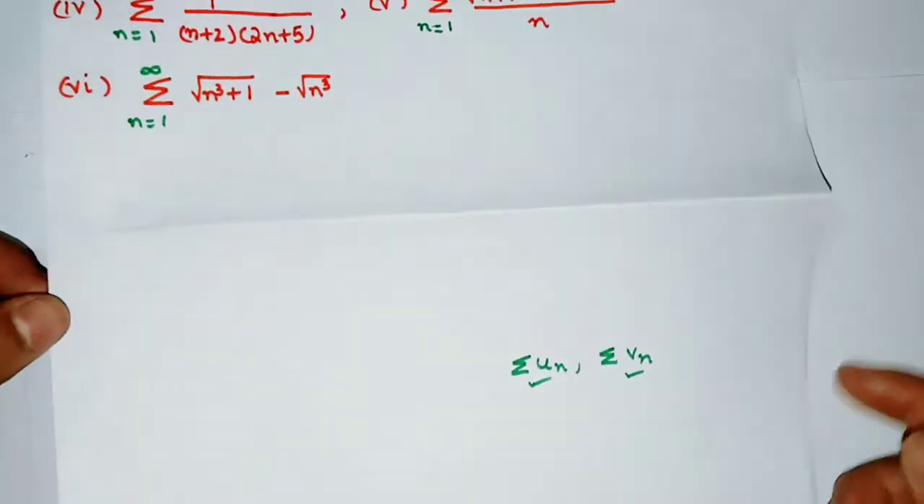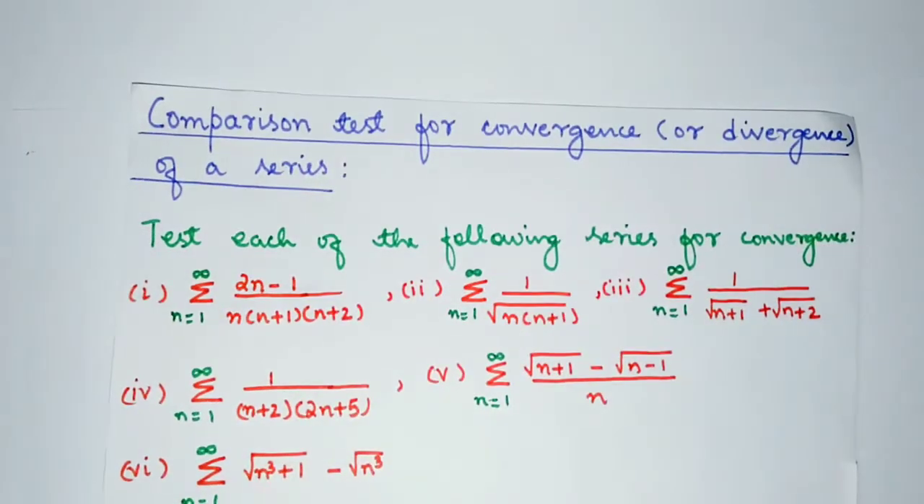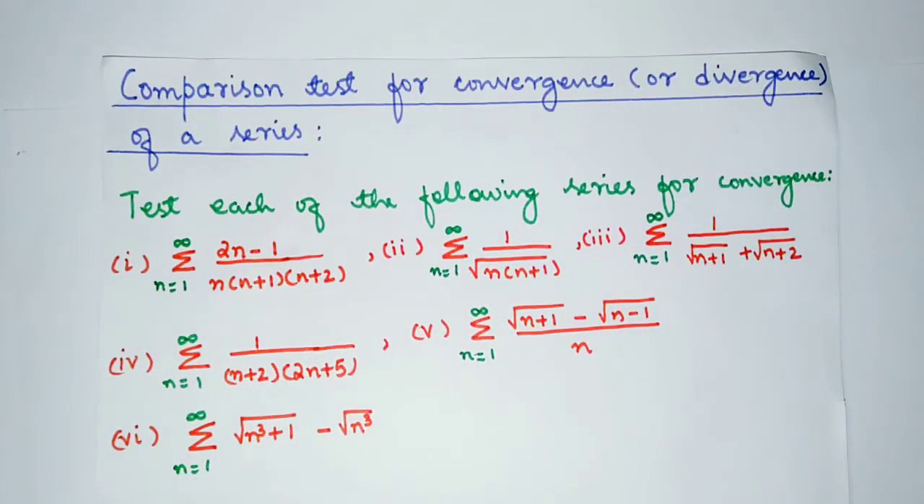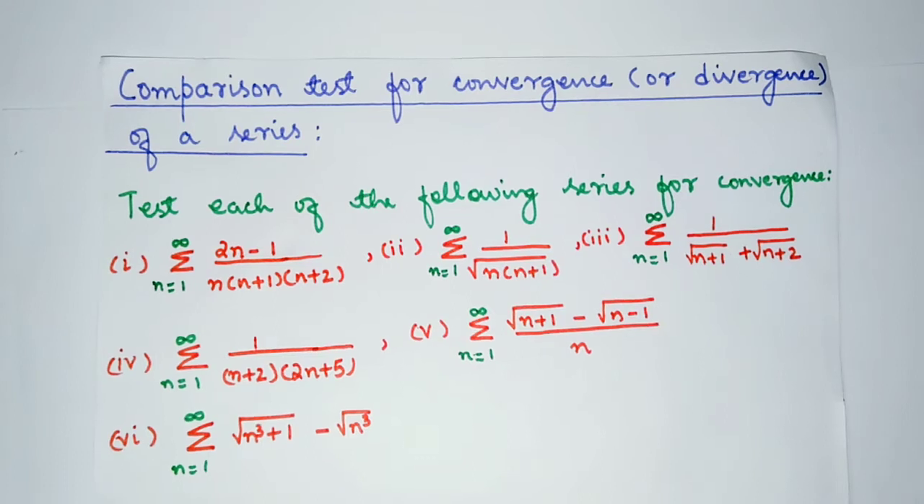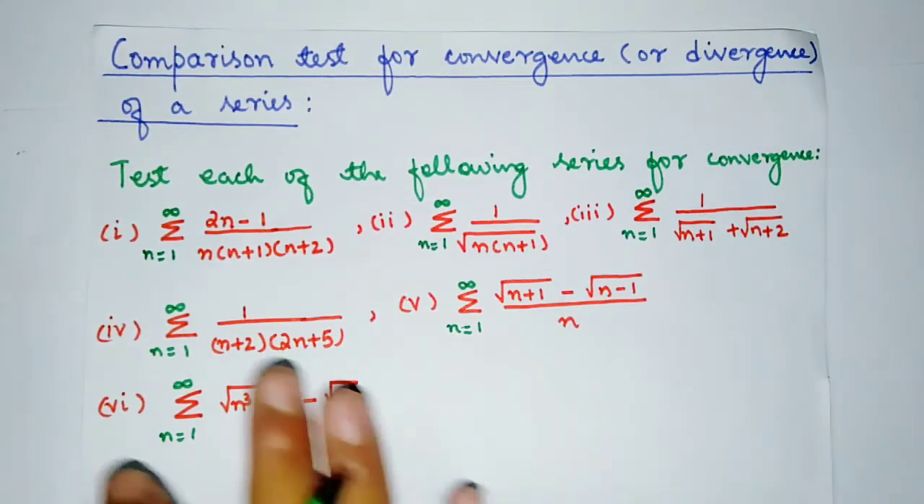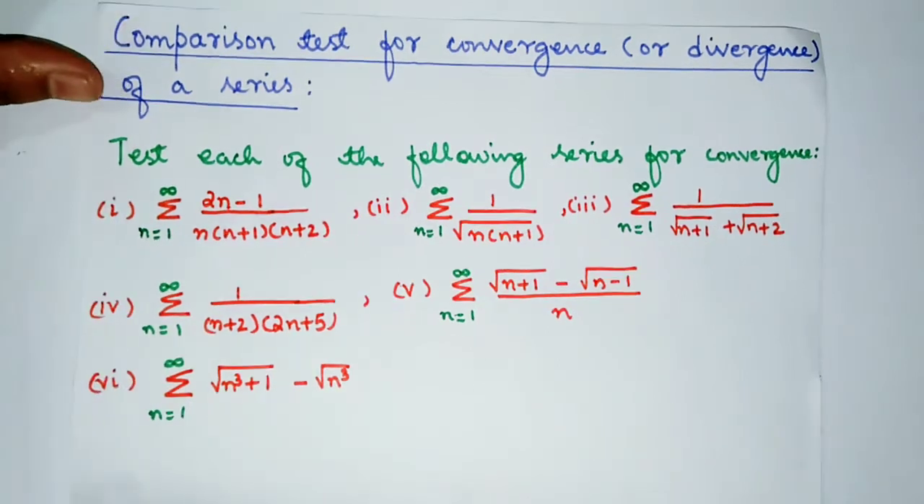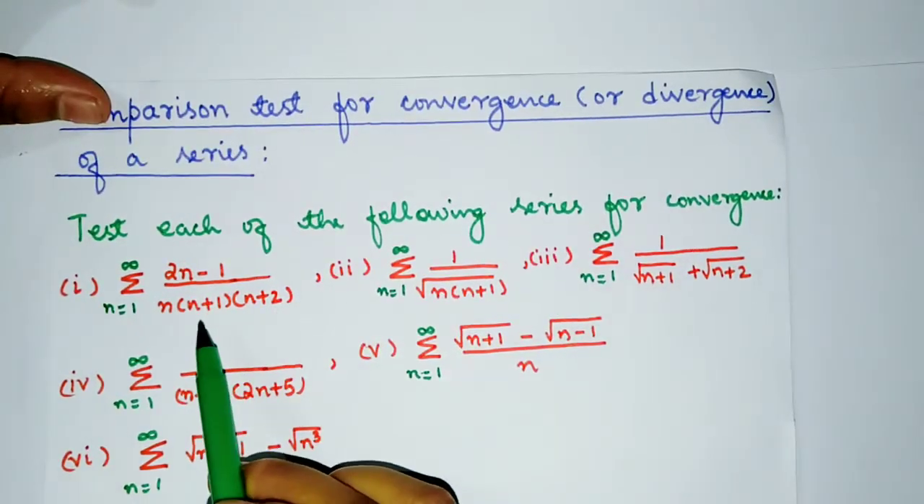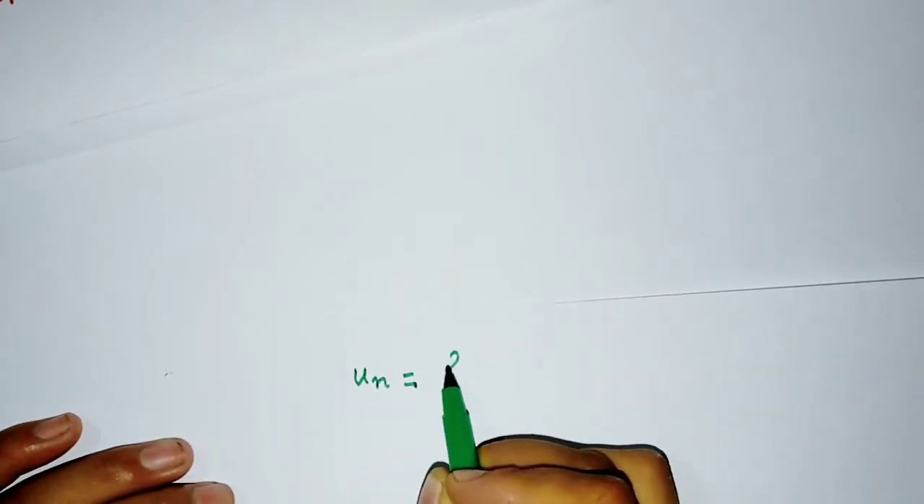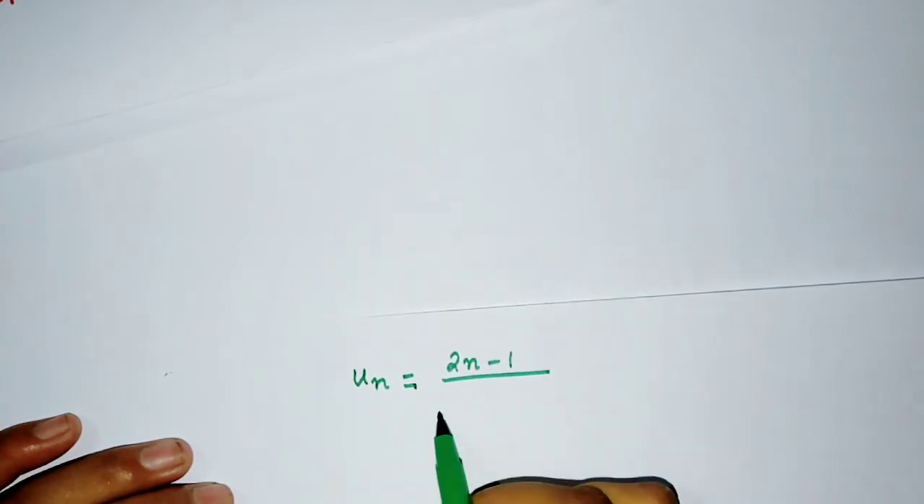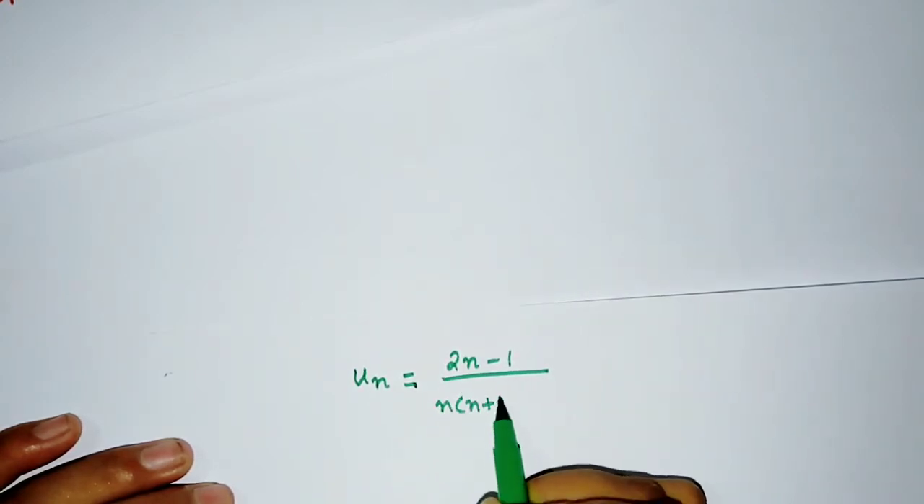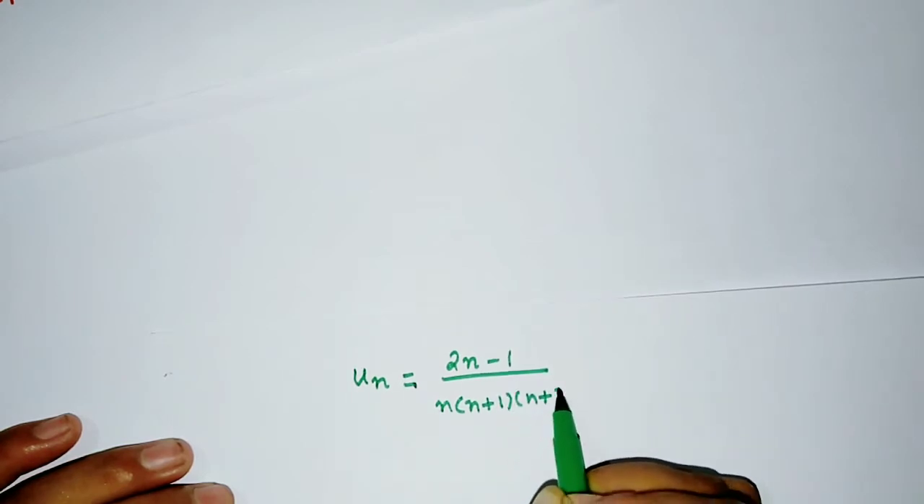So using that one, let us check whether these given series are convergent or divergent. Let us do the first one. Our un from here is, what is un? Our un is twice n minus 1 upon n into n plus 1 into n plus 2.